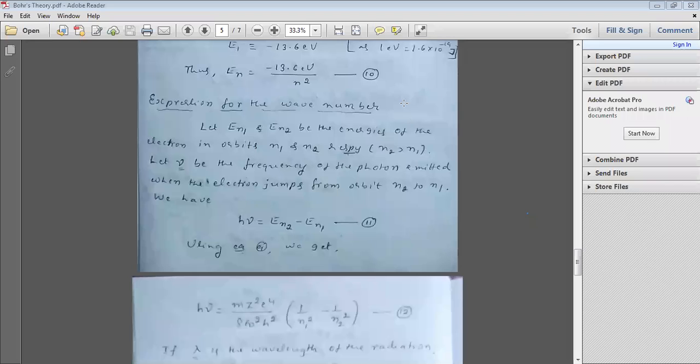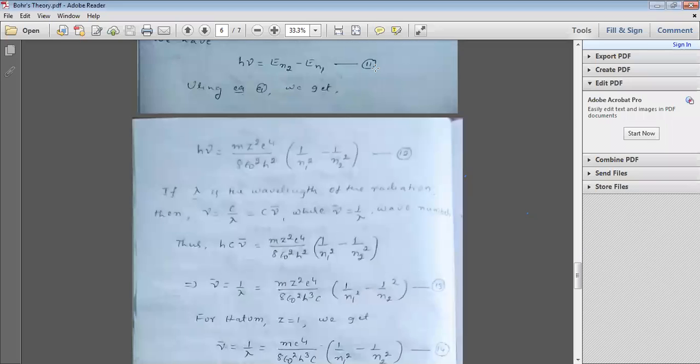Yes, so here if I substitute in equation 11, on the left side there is h nu, and in place of En2 I am using the expression, and I am substituting En1 also. After substituting everything, please remember, for En1 a plus comes, since minus into minus becomes plus, and En2 gets a minus. And after taking all terms common, 1 divided by n1 square and 1 by n2 square come as common. So I have skipped many steps here and directly written, so h nu becomes equal to m z square e power 4 divided by 8 epsilon square h square into 1 divided by n1 square minus 1 divided by n2 square. So this is equation 12.